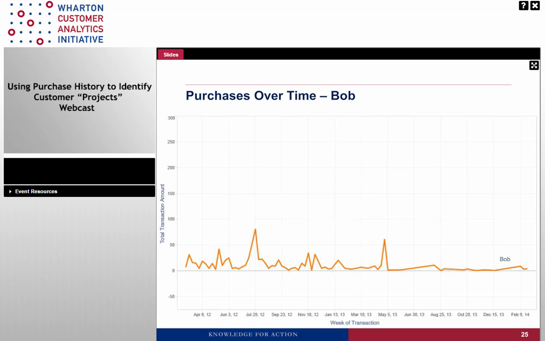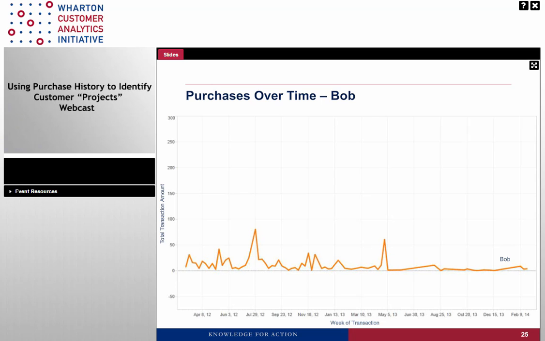These are all the transactions that Bob did in our observation window, and you can see that there are different spikes along the way, and towards the end, Bob does just a little bit of shopping, not very much dollar amount towards the end of the time.